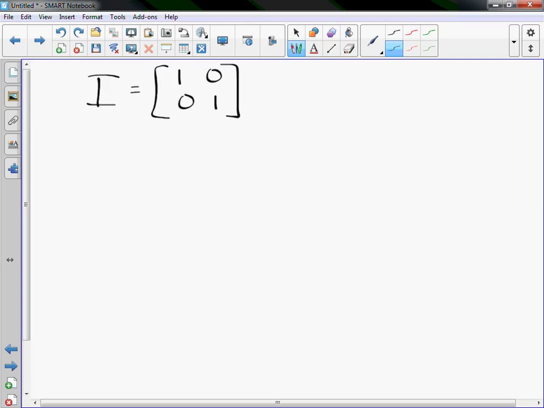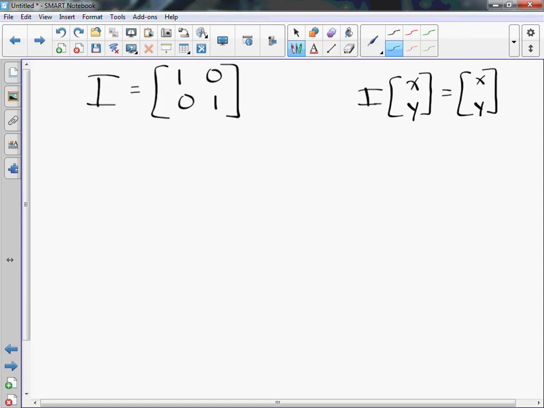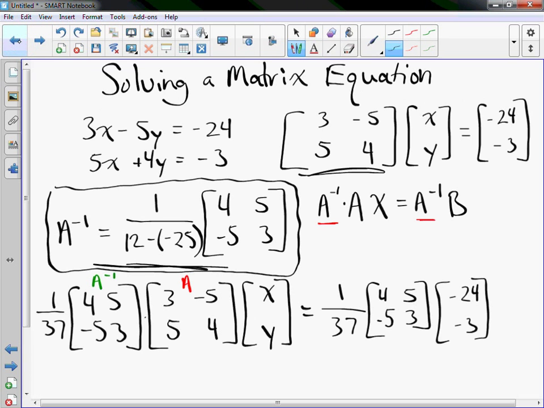Okay, and you can play around with that if you want to, if you don't believe me, or you want to test it out to see if that actually works. You should be able to take the identity matrix for any size matrix times any appropriately sized matrix, and you end up with that matrix back. Okay, so that's what the identity matrix is.